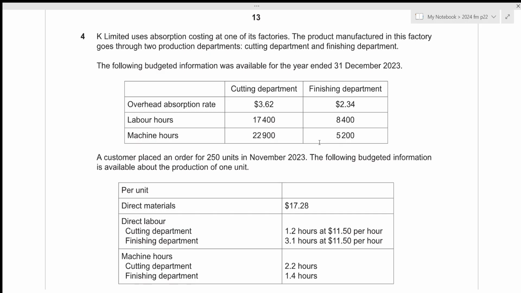Since question number 4 is of 30 marks, ideally you should be spending about 35 minutes in order to complete this question. And in this video as well, we'll be attempting to solve it under 35 minutes. So without any further delay, let's get started.